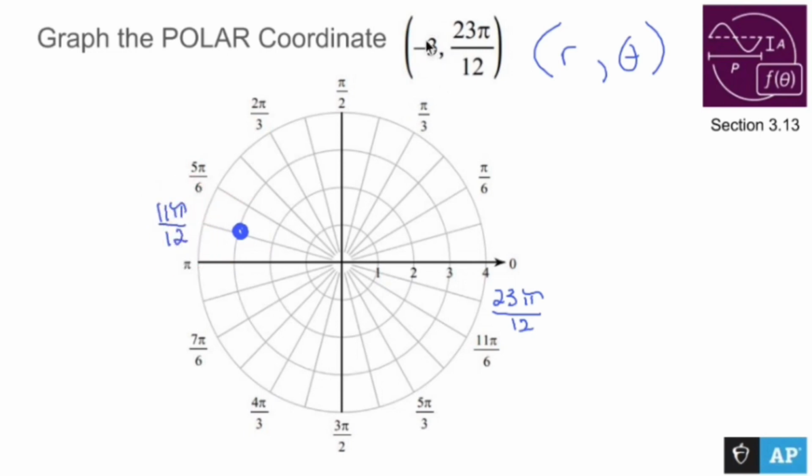So the way you can view this is if you're going to have a negative magnitude, just add or subtract 1 pi to this number here and make that negative magnitude positive, and you get the same thing. So negative 3, 23 pi over 12, is the same as positive 3, 11 pi over 12, because 23 pi over 12 minus pi is that number right there. So there you have it. That's how you graph a negative magnitude polar coordinate. Fun, fun, fun.